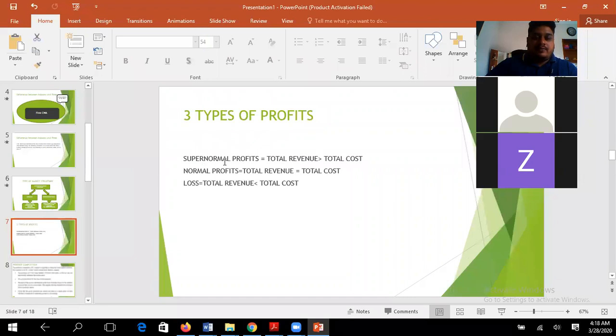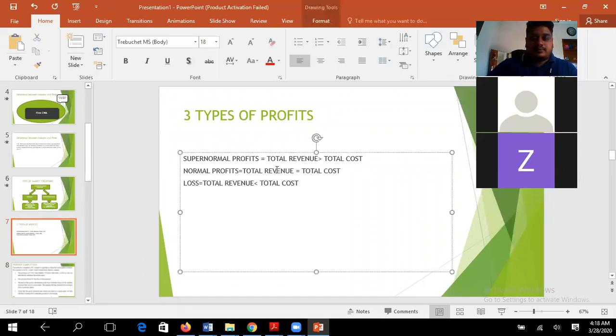If I give you one example, here total revenue is greater than total cost. This is supernormal profit. Here total revenue is equal to total cost. This is normal profit. Then we get total revenue which is less than total cost. This is loss. What is revenue? Revenue is all money coming in. Total cost is all expenses which are going to be incurred in a business.